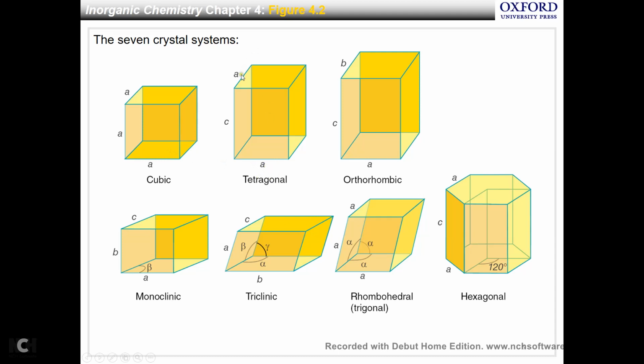Tetragonal, okay, you have A by A, so this is a square, but the height is different. It's C. How about the angles? The angles are 90 degrees, 90 degrees, and 90 degrees. So one angle here, 90. This one, 90.